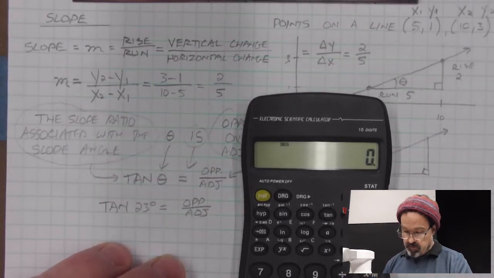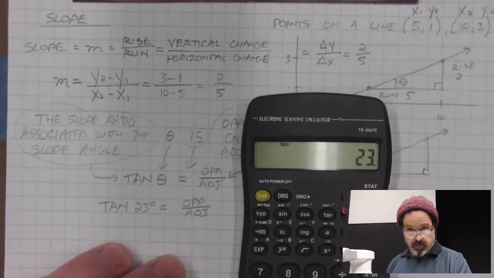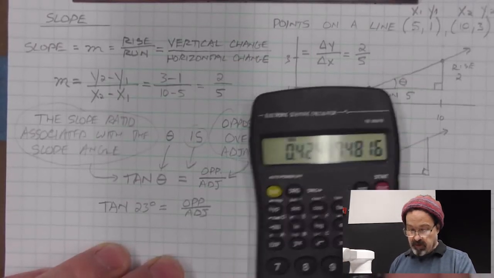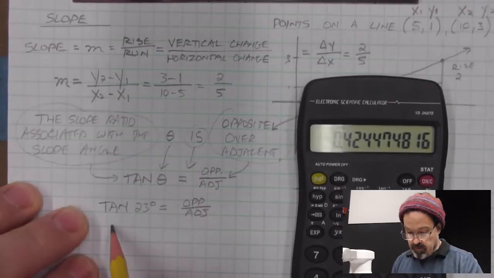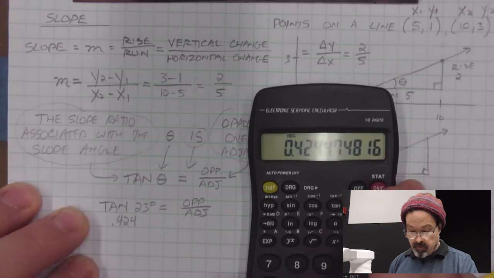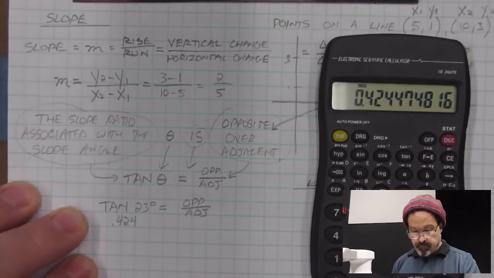And the way we use it is, if our calculator is in degree mode, we enter the degree amount, this slope angle, and press that tangent key. And in this case, what we're going to get, we're going to write down 0.424. That's an approximation because we got an irrational number. So we're working with an approximation.